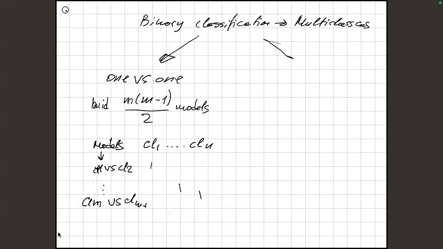And the second approach is called one versus all. Here you have m classes and m models. You take one class, all others are the negative class, and you build a model. Second class, all other classes negative.